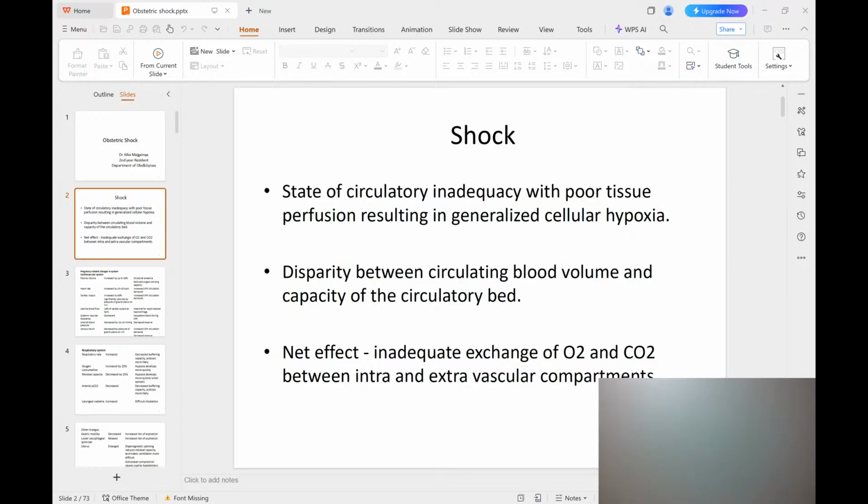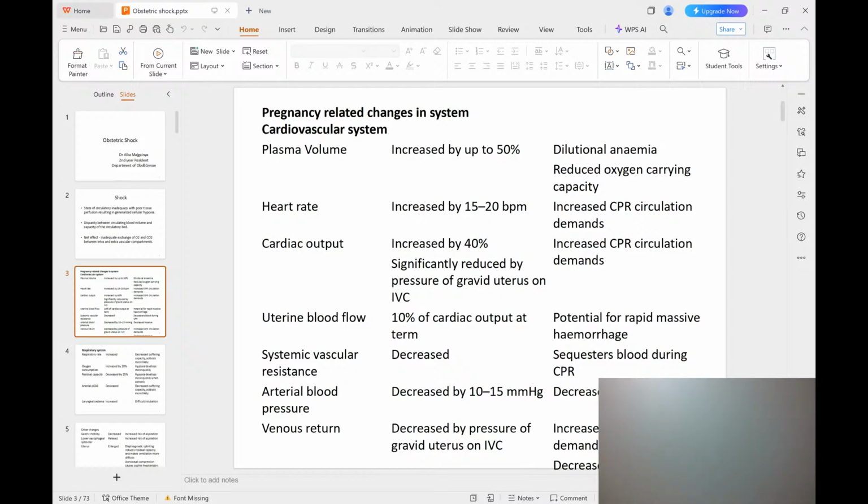The pregnancy-related system changes are: the plasma volume will increase up to 50%, so there is usually a dilutional anemia, which again reduces the oxygen carrying capacity. Also, there is an increase in heart rate by 15 to 20 beats per minute. Tachycardia is usually the first sign in shock, and in pregnant women it is already present. So it will increase the demand during cardiopulmonary resuscitation.